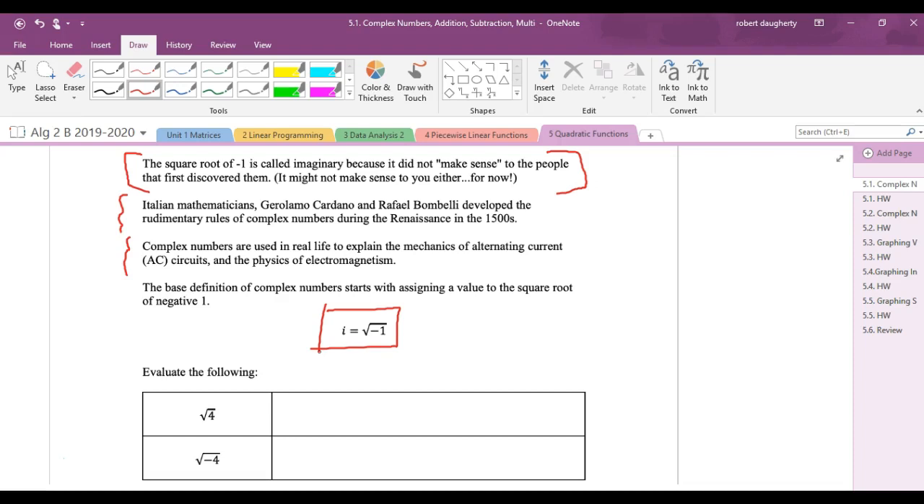i is the square root of -1. And then everything we do will be based on that.